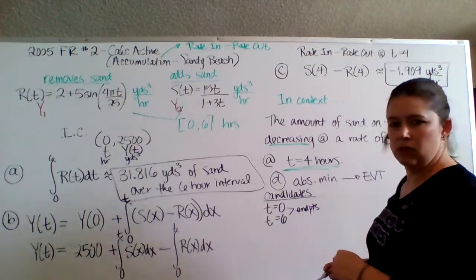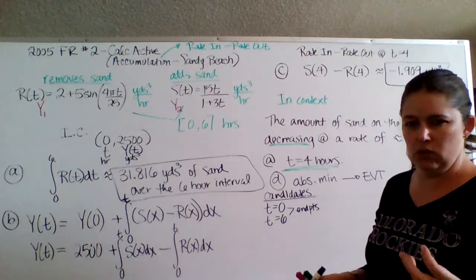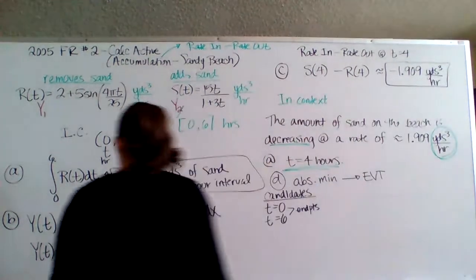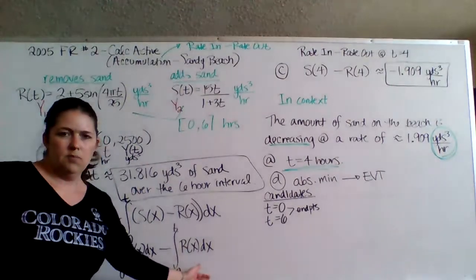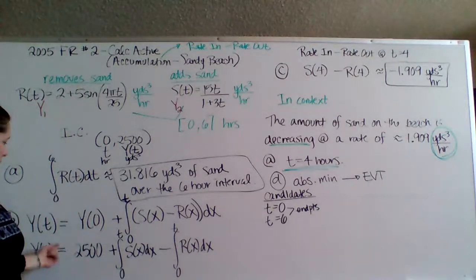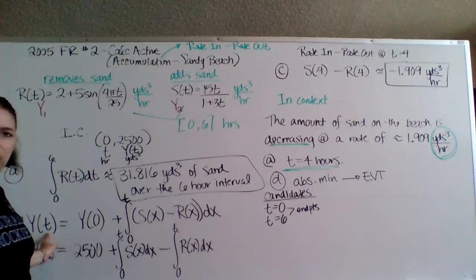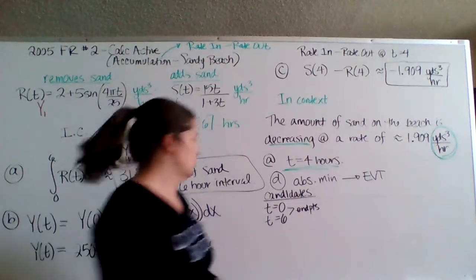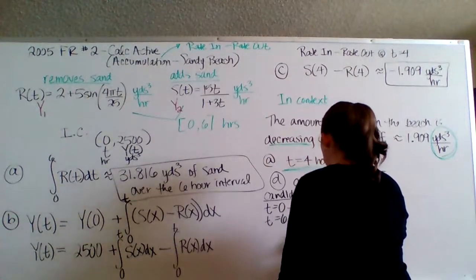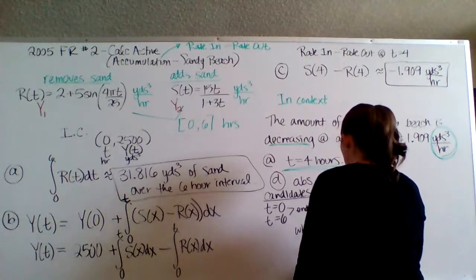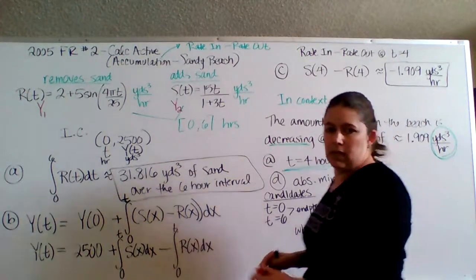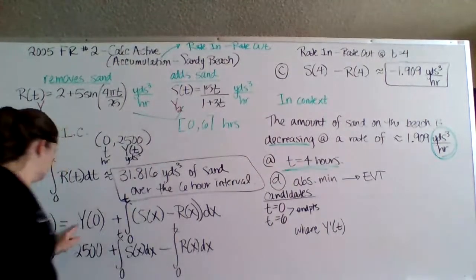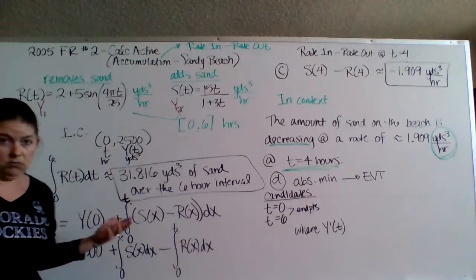rate going out. So they asked us to write the general rule for the amount of cubic yards of sand. So this was our general rule, right? Back here. So it's kind of like, oh, I want to know where this derivative equals 0. I want to know where y prime of t equals 0. And if I took the derivative of the left-hand side, this y of t would turn into y prime. This is just a constant, so this would go to 0, go away.